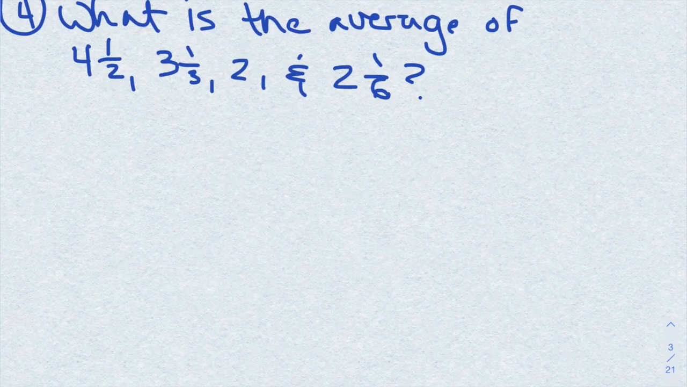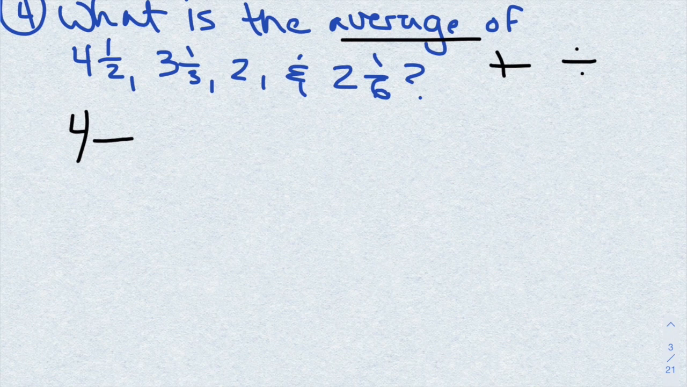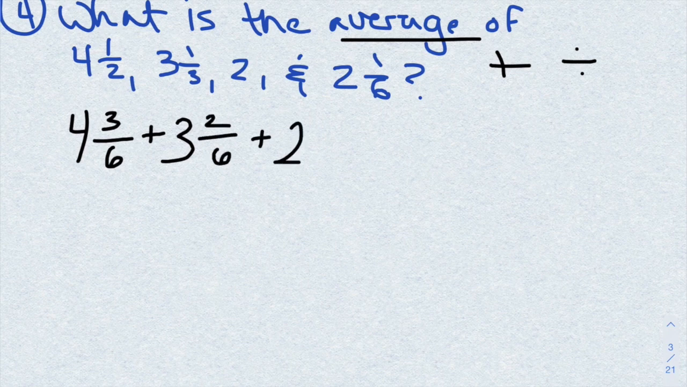Okay, next question. What is the average of 4 1/2, 3 1/3, 2, and 2 1/6? When I average something, I'm going to add and then divide. To find the average, I need to convert all of these so that they have similar denominators because I'm adding my fractions to start with. So 4 and 3/6, plus 3 and 2/6, plus 2, plus 2 and 1/6.